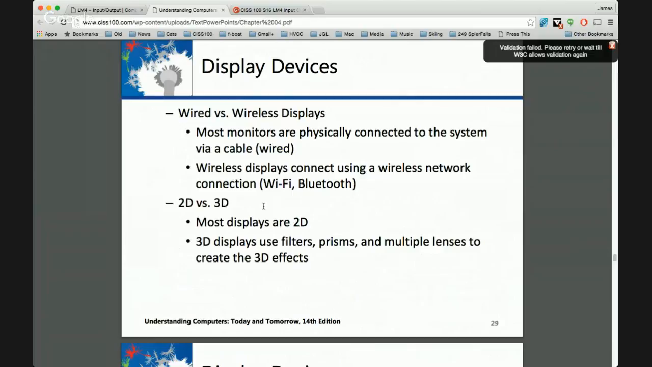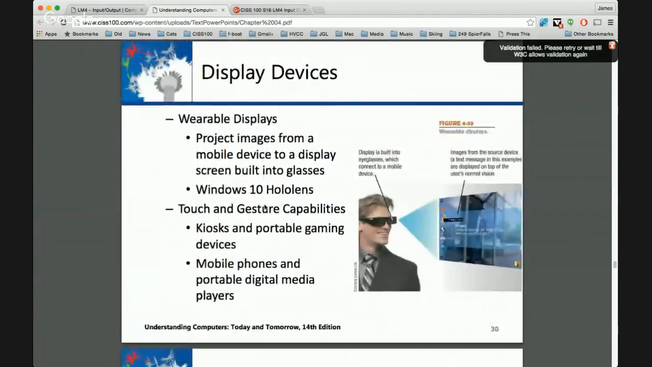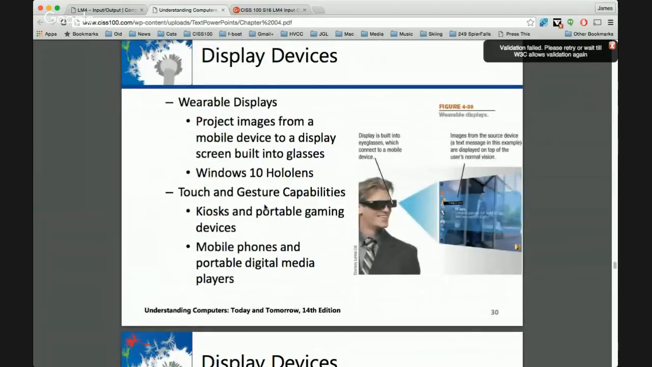2D versus 3D. I've never really liked 3D. I guess it's a personal thing. We'll look at this tomorrow, wearable displays. One of the first was the Google Glass. And it did provide to some extent an augmented reality, and we'll explore that further tomorrow.